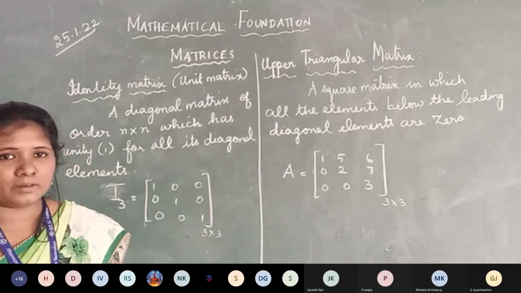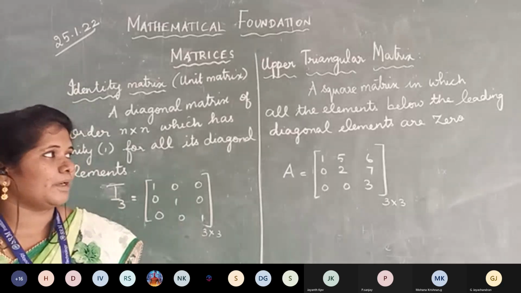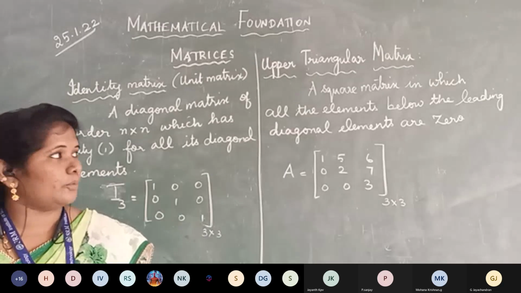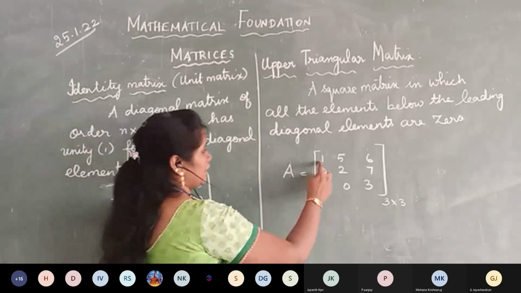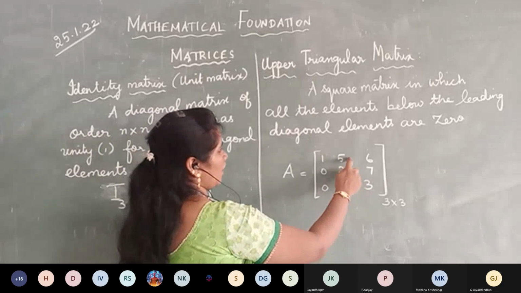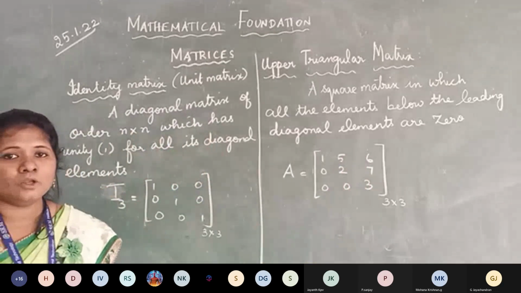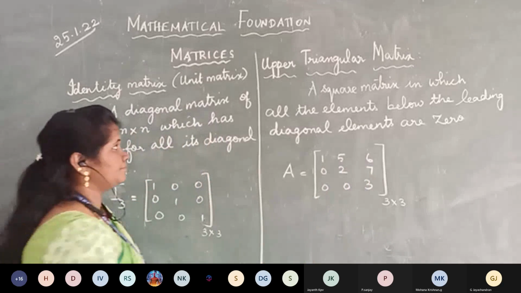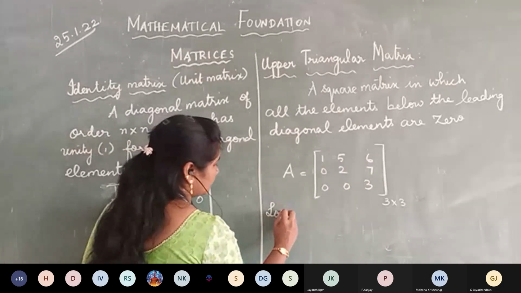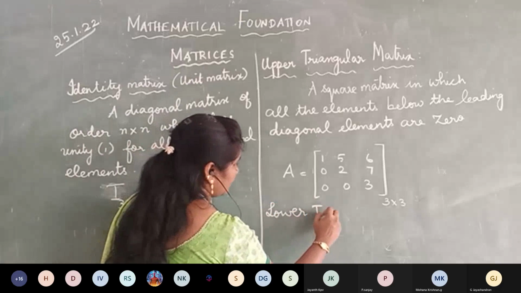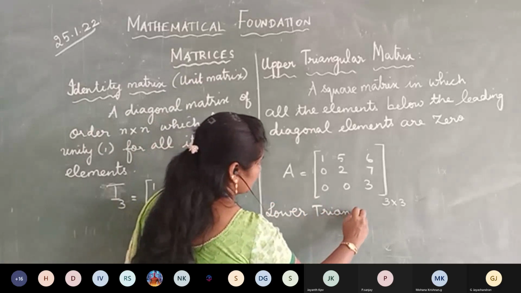Next is your lower triangular matrix. Lower triangular matrix, which is opposite. The leading diagonal elements, the above values will become 0, and here you'll be having values. Then it is called the lower triangular matrix.